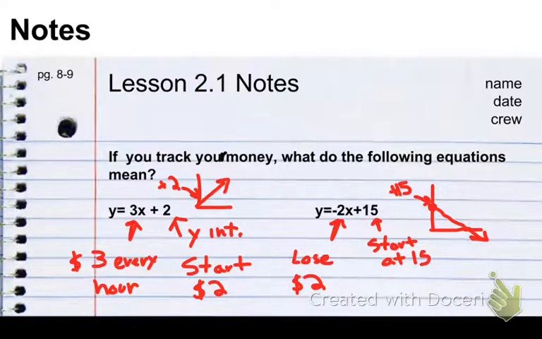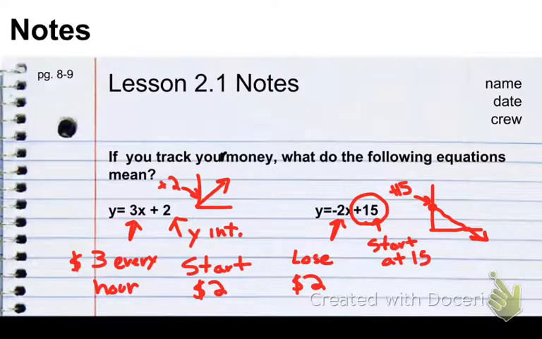That the coefficient is my rate of growth. How far is my relationship increasing or decreasing? Decreasing would be negative, positive would be increasing. And my y-intercept, whatever I'm adding to this, is what I started at.